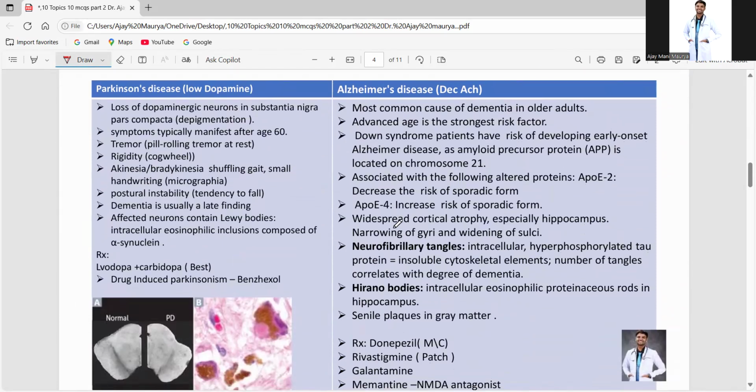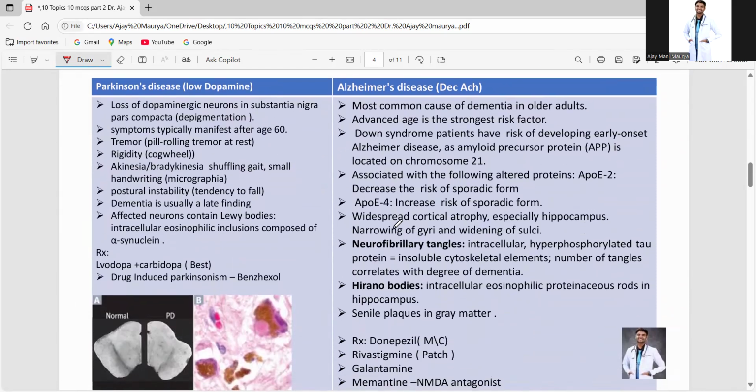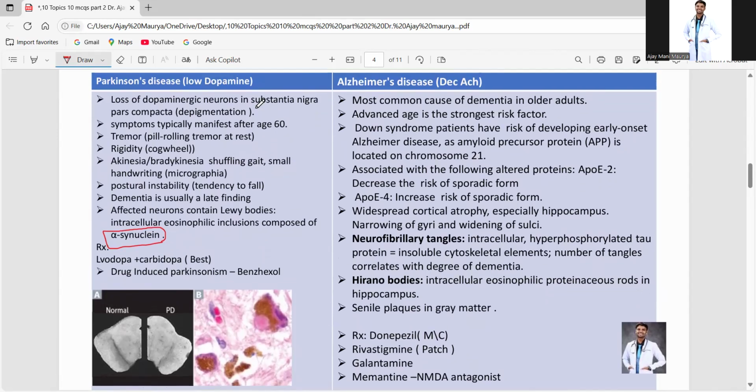Coming to Parkinson's versus Alzheimer's disease. What happens in Parkinson's is that there is one bad protein called alpha-synuclein. Alpha-synuclein protein is going to accumulate in the midbrain, in the substantia nigra. Alpha-synuclein is a bad protein that accumulates in the substantia nigra.